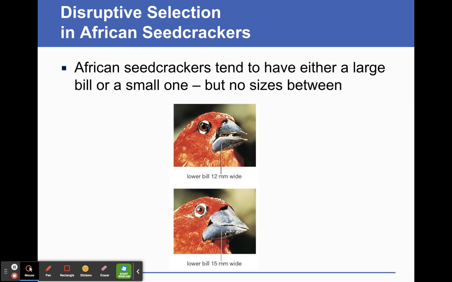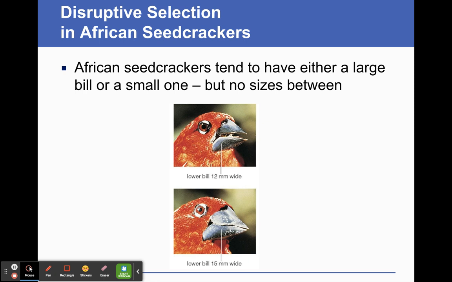When might that happen in nature? Well, a good example are these birds called African seed crackers. And there are two possible variations of a beak that they'll have. They either have a really large bill or a really small one. And it has to do with the fact that there are a couple of different things that they can eat. They either need small bills to eat those things or large bills. Those intermediate ones don't work as well.